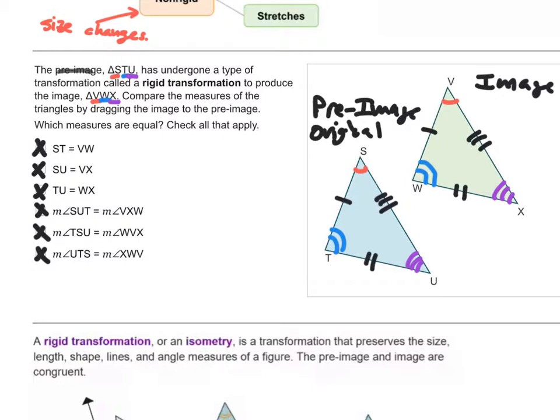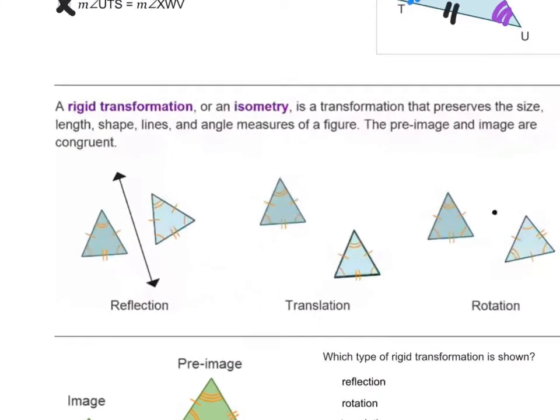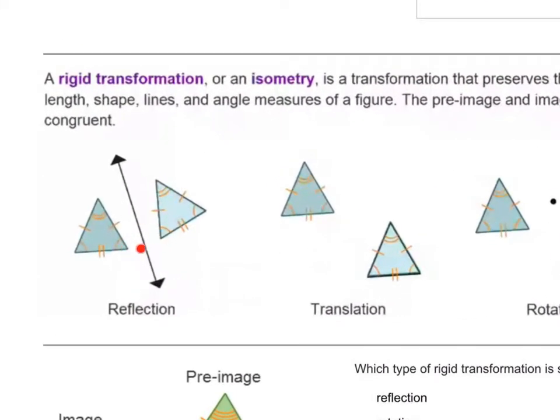So let's just say this. A rigid transformation, or an isometry, is a transformation that preserves the size, length, shape, lines, and angle measures of a figure. The preimage and the image are congruent. So a reflection preserves the size. A translation and a rotation all do the same thing.